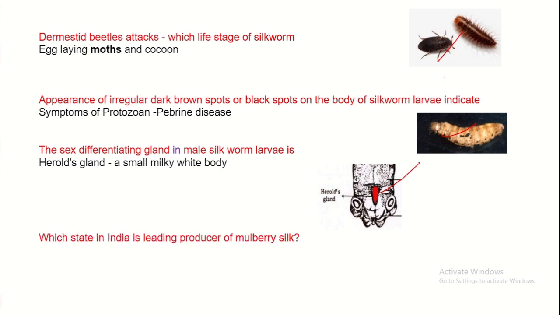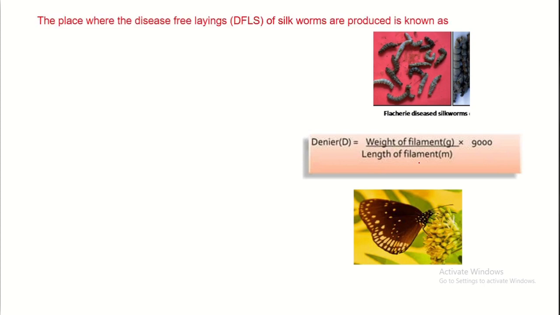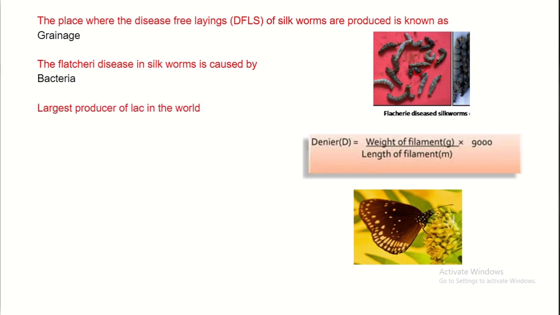Which state in India is the leading producer of mulberry silk? That is Karnataka. The place where disease-free layings of silkworms are produced is known as grainage. The flacherie disease in silkworm is caused by bacteria. The largest producer of lac in the world is India.